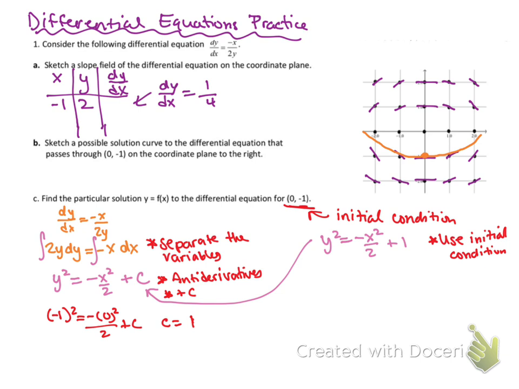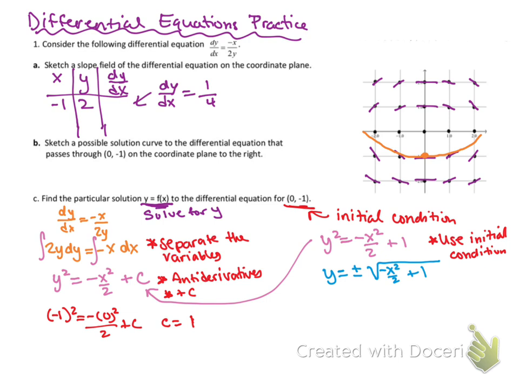Okay, so then the last thing that you need to do on this problem is you will notice it says find the particular solution y equals f of x. If it's written like that, that is signaling to you that you need to solve it for y. And when we solve for y, we are going to just take the square root of both sides. And when you take the square root of both sides, your rule is that you must put in a plus or minus.